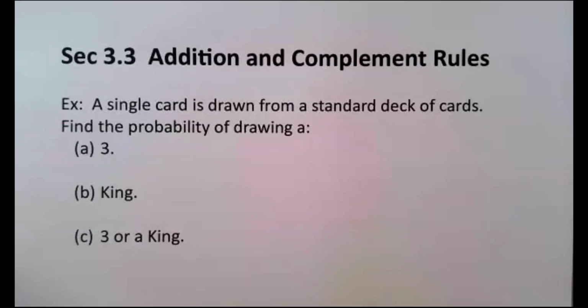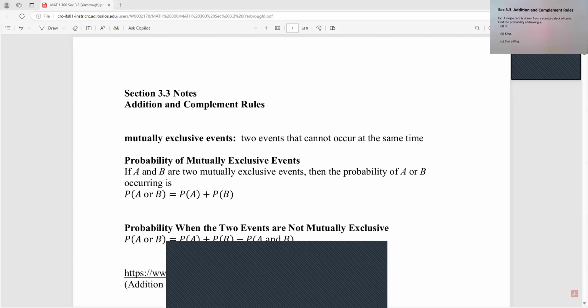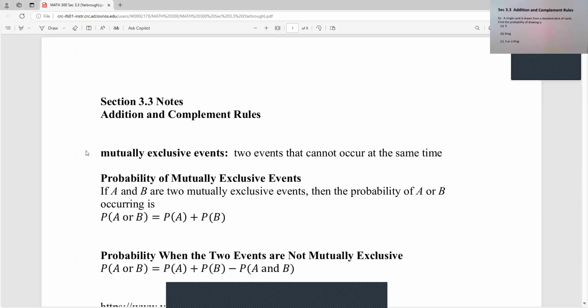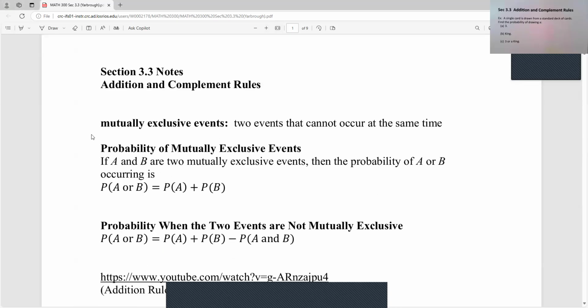Section 3.3, Addition and Complement Rules. In this section, we learn about the definition of mutually exclusive events. Two events are mutually exclusive when they cannot occur at the same time. If two events are mutually exclusive, that means it is impossible for them to occur at the same time.